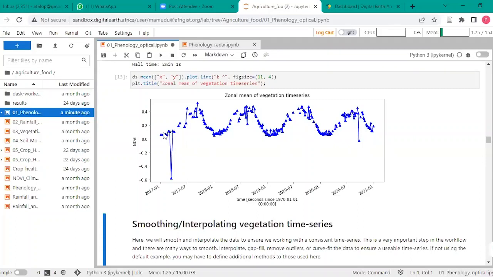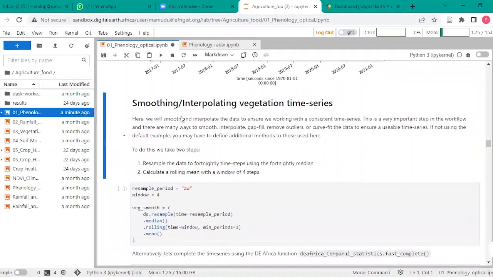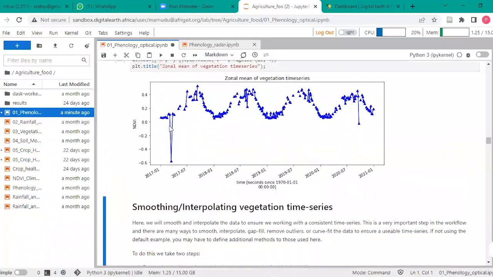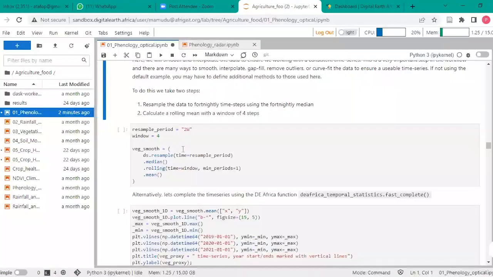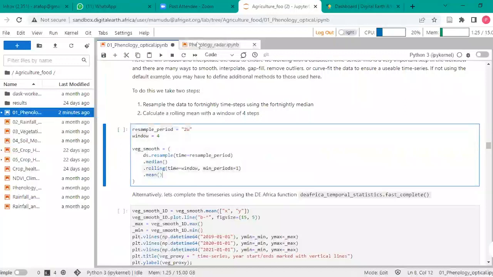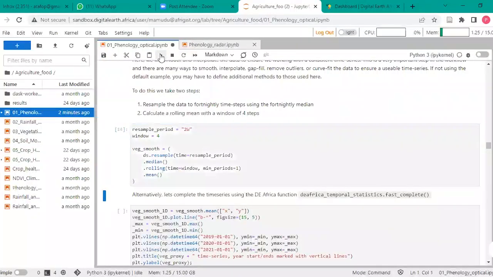Now we need to carry out a smoothing on this data to ensure that we are interpolating data and getting a much smoother result. Now the next code is to carry out a smoothing to interpolation activity on the time series data, or the NDVI data that we have here. And so using this code, we are going to resample the data set to give us a smoother NDVI curve. So we'll run that.